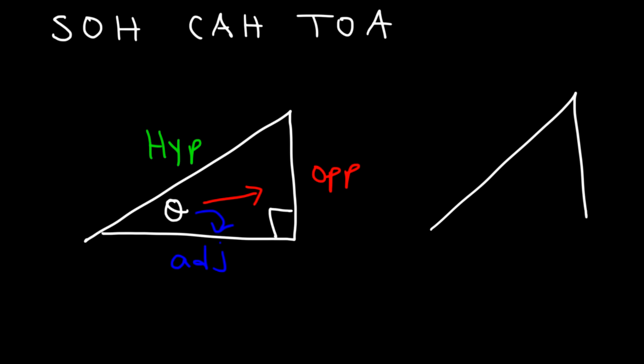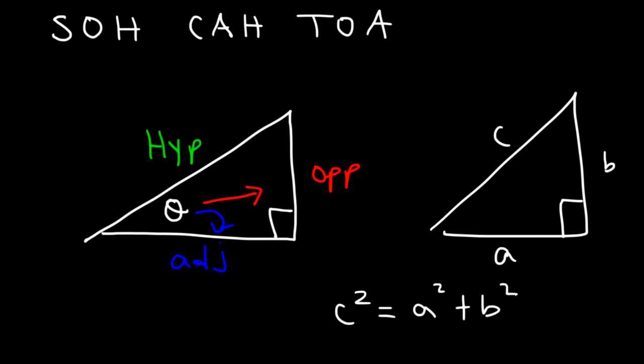Now, if you recall, this is A, B, and C. The Pythagorean theorem applies to right triangles. A squared plus B squared is equal to C squared. But we're not going to focus on that too much, but just be familiar with that equation.